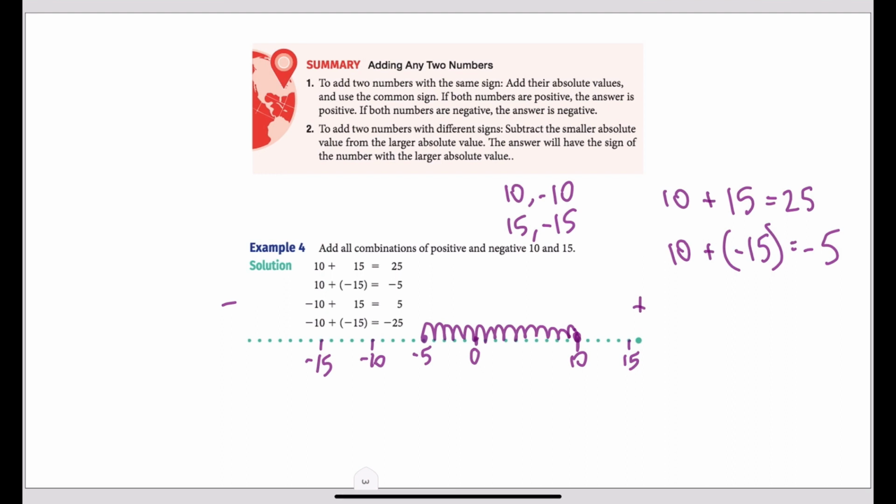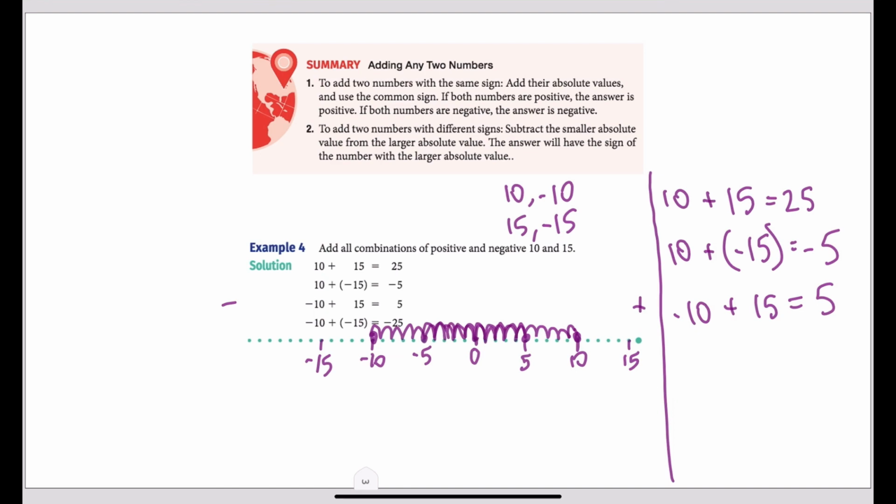Now, let's keep going here. Let's combine, and I'll just do this so we stay a little organized. Negative 10 plus 15. Let's start over here at negative 10, and then we're going to go to the right 15 units. 1, 2, 3, 4, 5, 6, 7, 8, 9, 10, 11, 12, 13, 14, 15 units to the right. And that's 5.